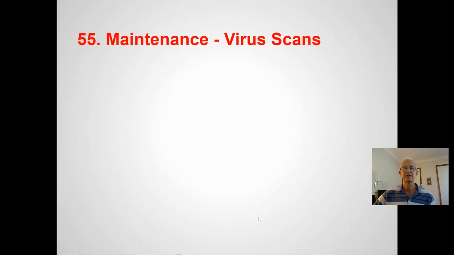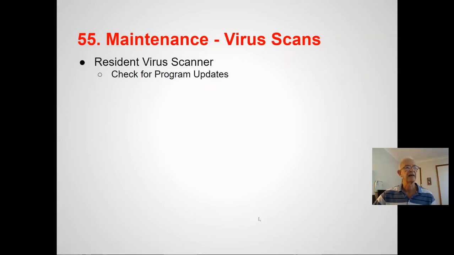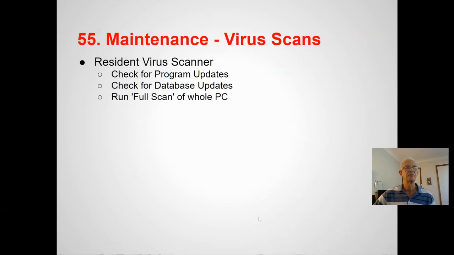All right, the next issue is maintenance virus scans. It's a good idea to run a full scan of your resident scanner, again, every month or 2 months or whatever. So you first of all go into it. If it's Avast, you go into it first and check that the program itself is up to date and that the database is up to date. And if both of them come back as being up to date, then run a full scan of the PC, not a quick scan, not any other type of scan. If you're going to run a scan, run a full scan.